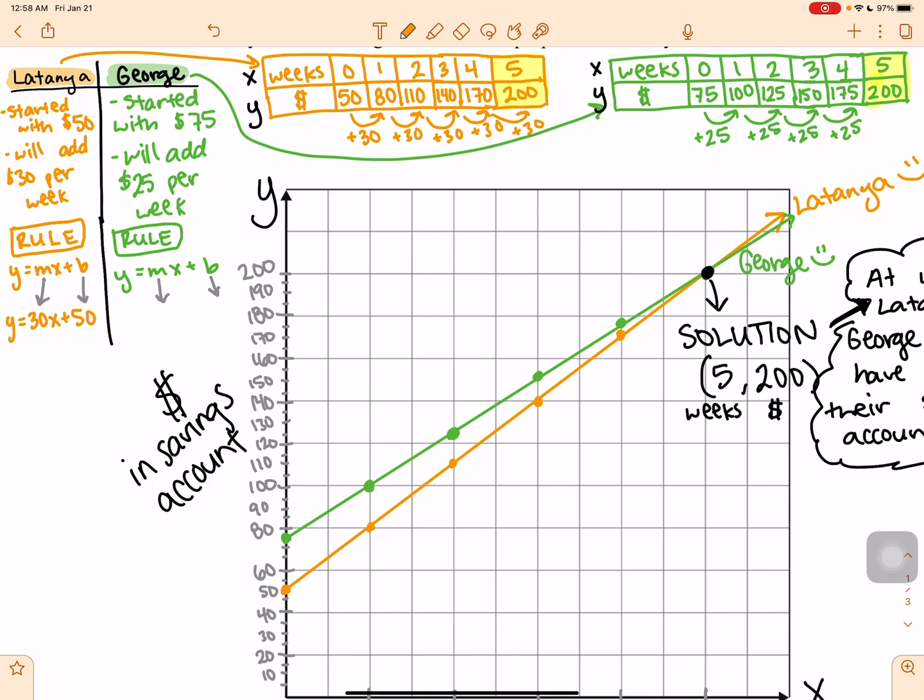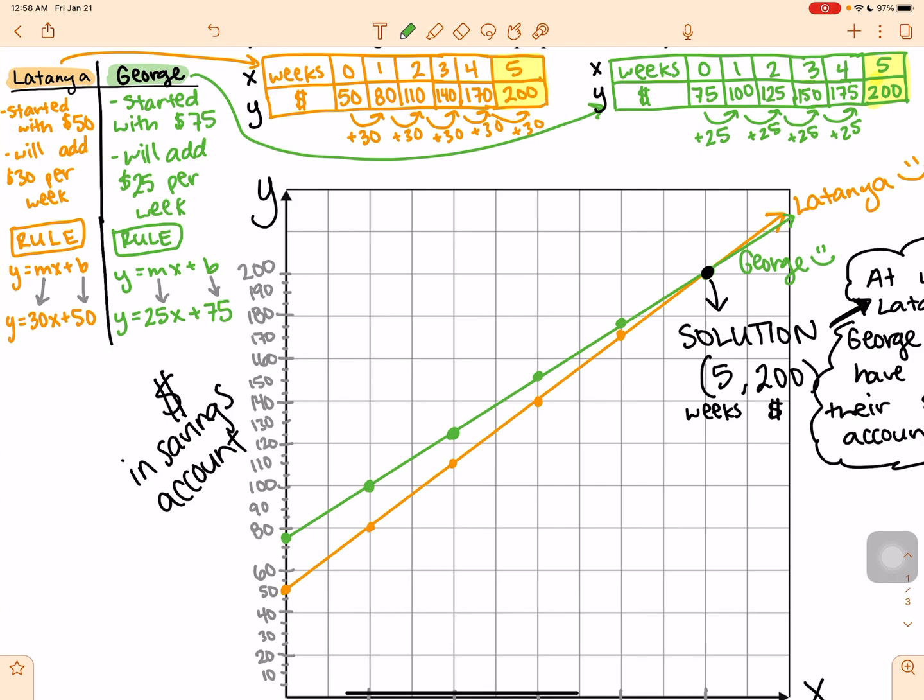Okay? Now George, if you didn't get LaTanya's, try George's on your own. George grows by $25 each week. So that is his M, or his growth, or slope. All of those are the same thing. M, growth, slope, rise over run. B, his starting point, he started with $75.